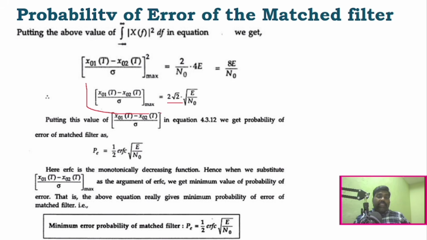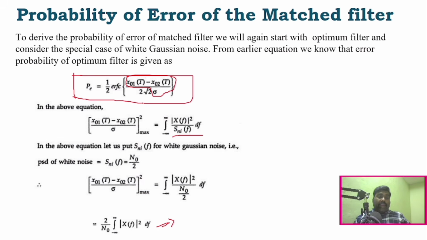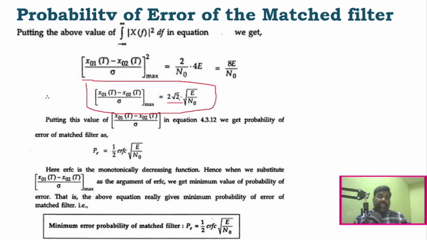Now remember, this is only for this particular expression. Whereas you see here, in the very first expression we have taken only this part. We already have this 1 by 2 erfc, right? 1 by 2 root 2 is already there. Right, only for this we are writing it as 2 root 2 root of E by N naught. And if you substitute that, this 2 root 2 and that 2 root 2 will get cancelled, and you'll get only this error probability. Probability of error is equal to 1 by 2 erfc root of E by N naught. This is the minimum error probability for the matched filter.